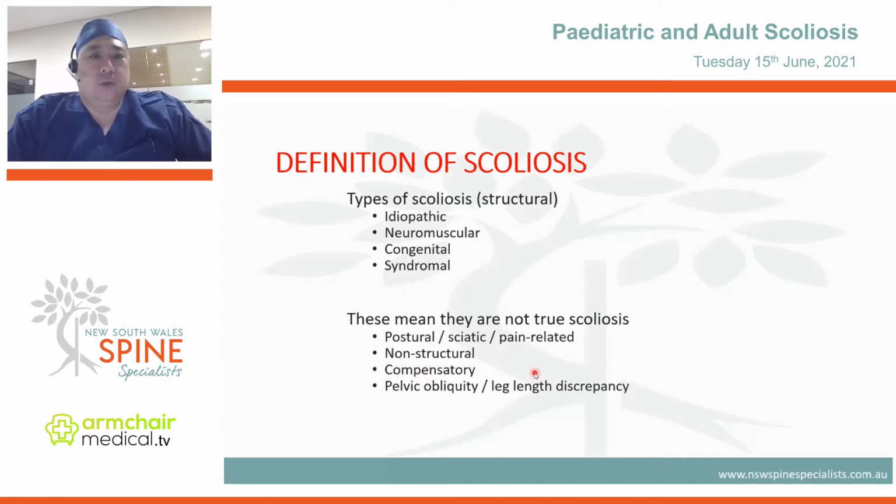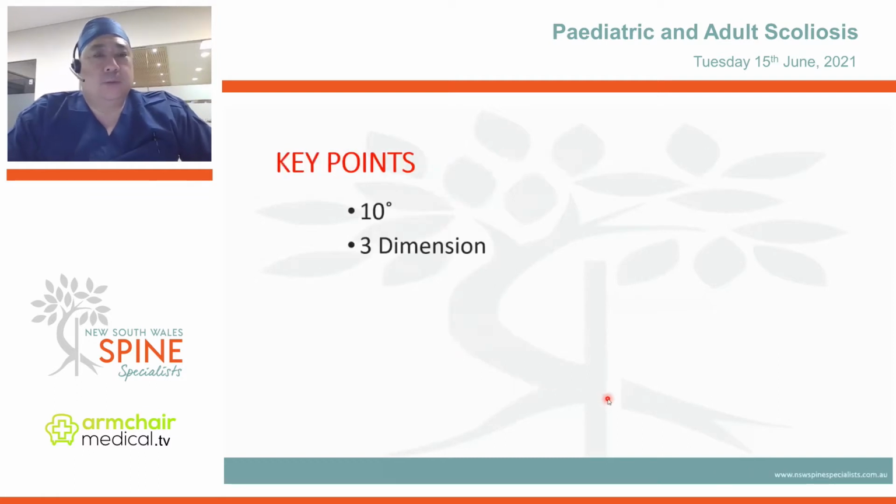And there is another type which is not true scoliosis, caused by what we call pelvic obliquity, meaning that the pelvis is not entirely even. That could also be caused by a leg length discrepancy, when one person has one leg longer than the other.